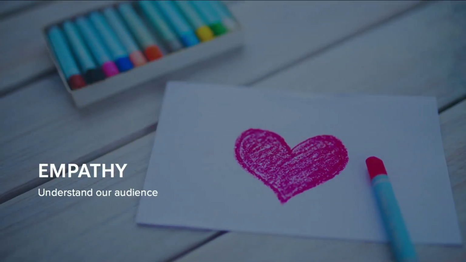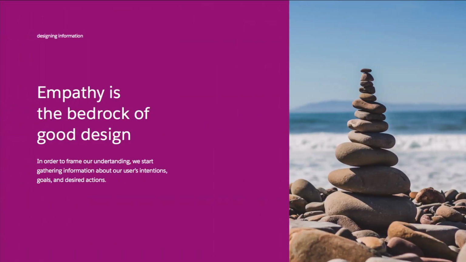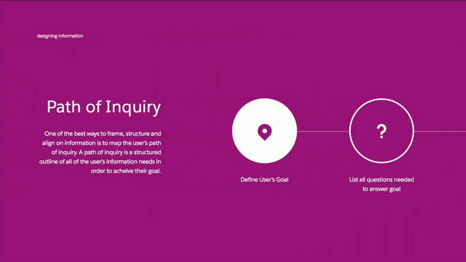Starting with empathy, really understanding our audience. Empathy is really the bedrock of that good design. So in order to frame our understanding, we start gathering information about users' intentions, their goals, their desired actions. And that leads to a path of inquiry. The title of this, From Spreadsheets to Stories, Making Things That Talk, it's really about sort of establishing what are the guideposts through the application.